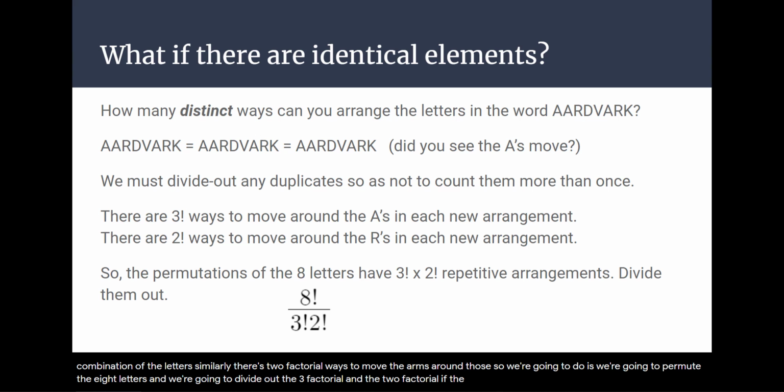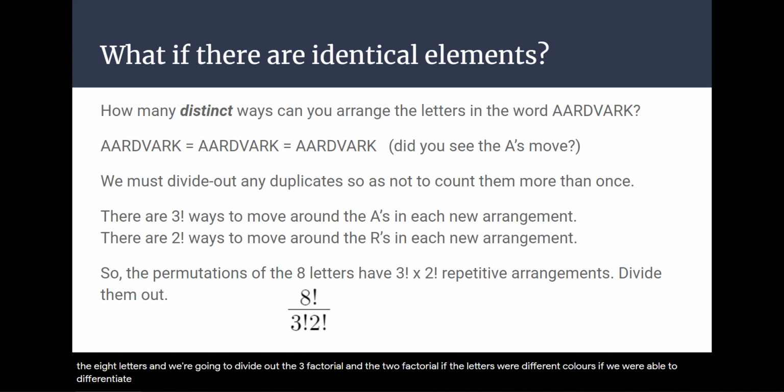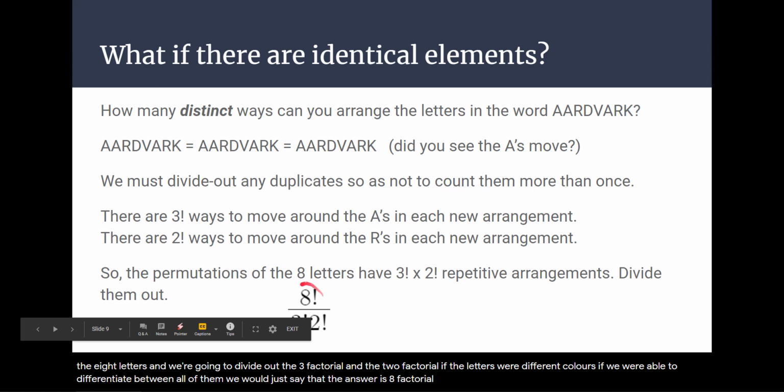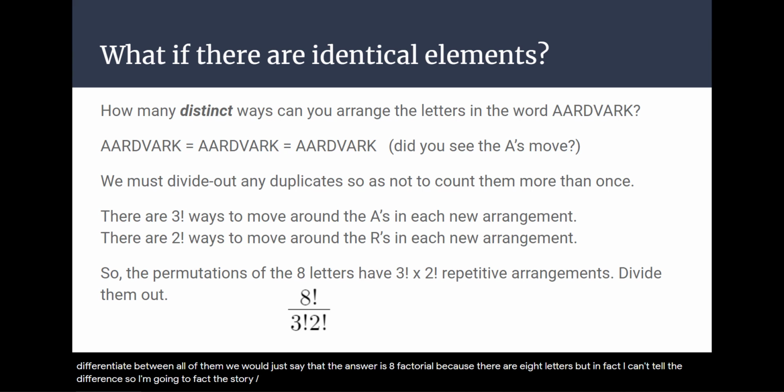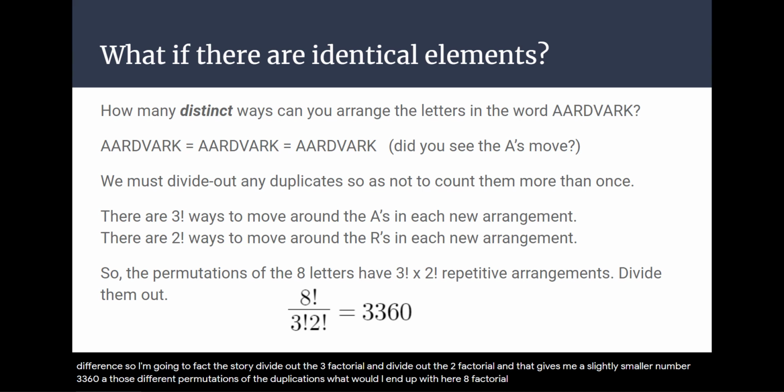If the letters were different colors, if we were able to differentiate between all of them, we would just say that the answer is 8 factorial because there are 8 letters. But in fact, I can't tell the difference. So I'm going to divide out the 3 factorial and divide out the 2 factorial. And that gives me a slightly smaller number, 3,360. If I didn't divide out those different permutations of the duplications, what would I end up with here? 8 factorial, 40,320. So that's a little bit crazy.